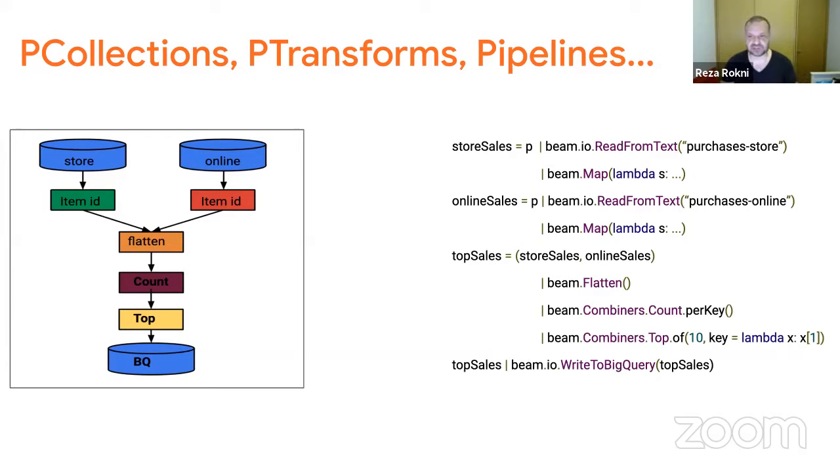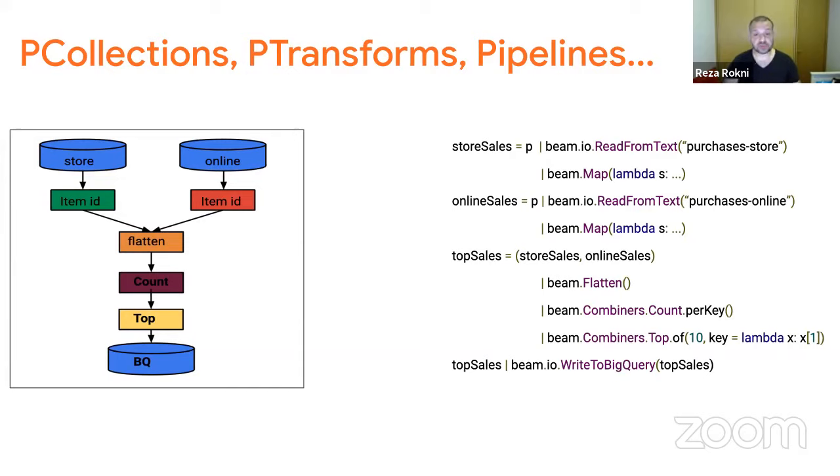And what we're going to do essentially in that lambda function is just take out the item ID, for example, from the data that we read. The data could have been JSON format, so it would parse the JSON, and then pull out the item ID. In the next piece, we create the online sales PCollection. This is very similar to the other one, but just coming from a different location.